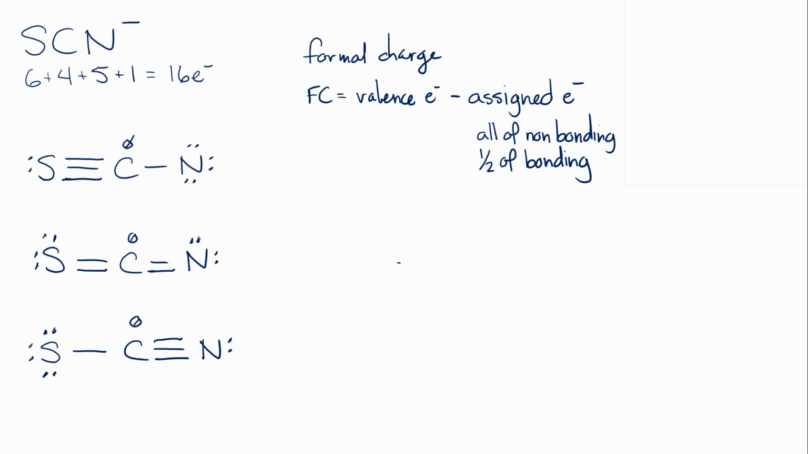Okay. Let's look at the nitrogen atoms. So nitrogen should have 5 valence electrons. In this top structure, we have 2, 4, 6 non-bonding electrons, and 2 bonding electrons. Half of 2 is 1, plus the 6 is 7. So in this case, this nitrogen is carrying a -2 formal charge.